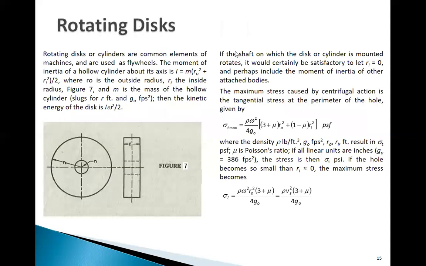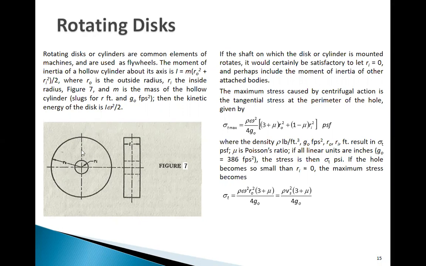Next type is rotating disc, also storage para sa flywheel. Rotating disc or cylinder are common elements of machine and are used as flywheels. Now, the moment of inertia of a hollow cylinder about the axis is I equals M times R sub O squared plus R sub I squared over 2, where R sub O is the outside radius, R sub I is the inside radius.